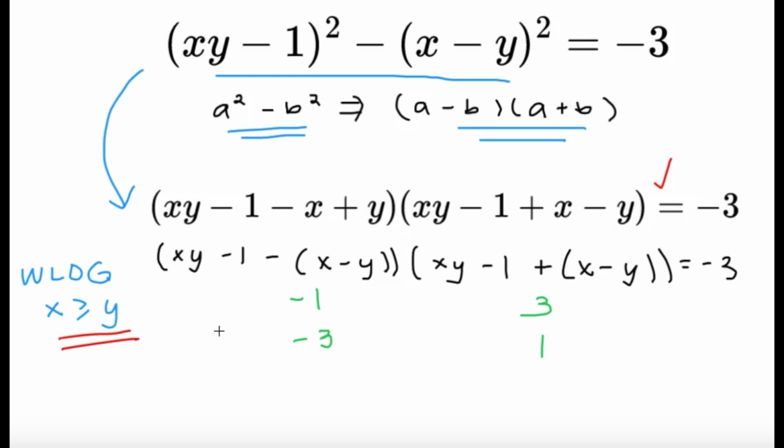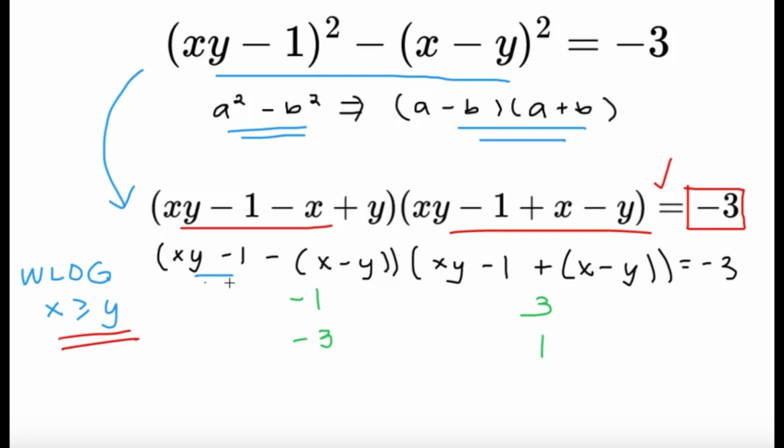Now, after we have the factored equation, we have negative 3 on the right. So we know that the factors, this and that, should be factors of negative 3. With the assumption that x is greater than or equal to y, take note of the two factors.